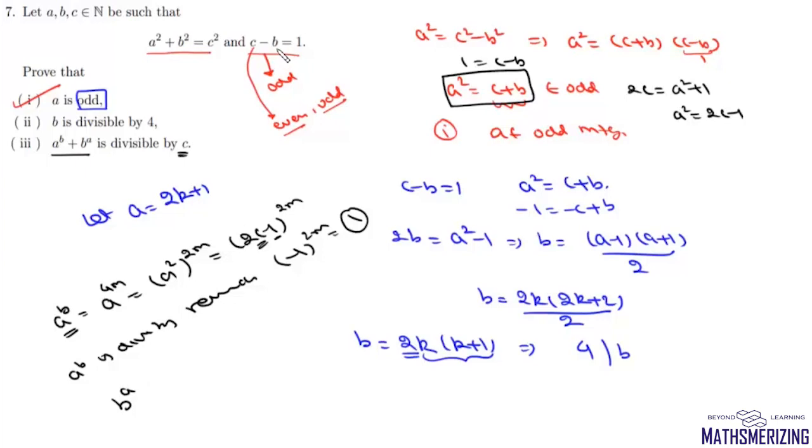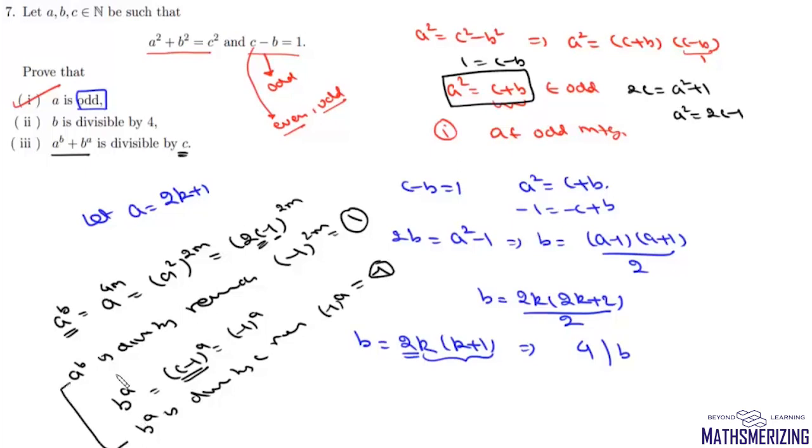Now we know that b is simply c minus 1, so it will be (c minus 1) to the power a. Now again, if we use the shortcut, we'll get this remainder as minus 1 to the power a. So if b to the power a is divided by c, then the remainder will be minus 1 to the power a, and since a is an odd number, the remainder is simply minus 1.